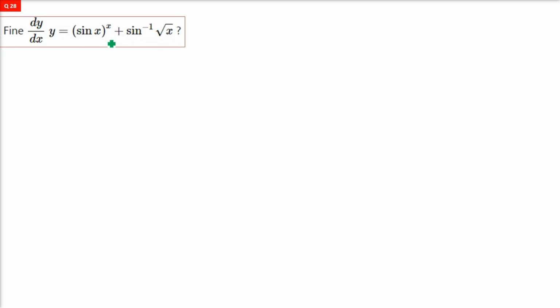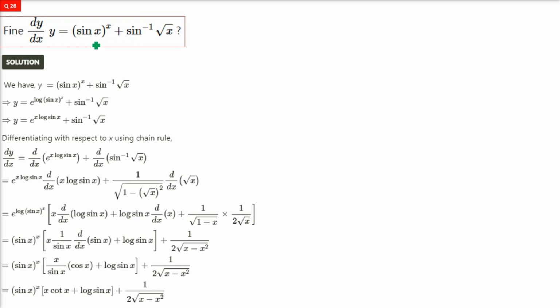Now dy by dx, y is equal to sin x to the power x plus sin inverse under root x. So let us see, sin inverse root x can be done directly. Sin x to the power x we have already done. It was e to the power log, just write sin x to the power x in front of that log. x will come in front. So e to the power x log sin x, that we have to differentiate.